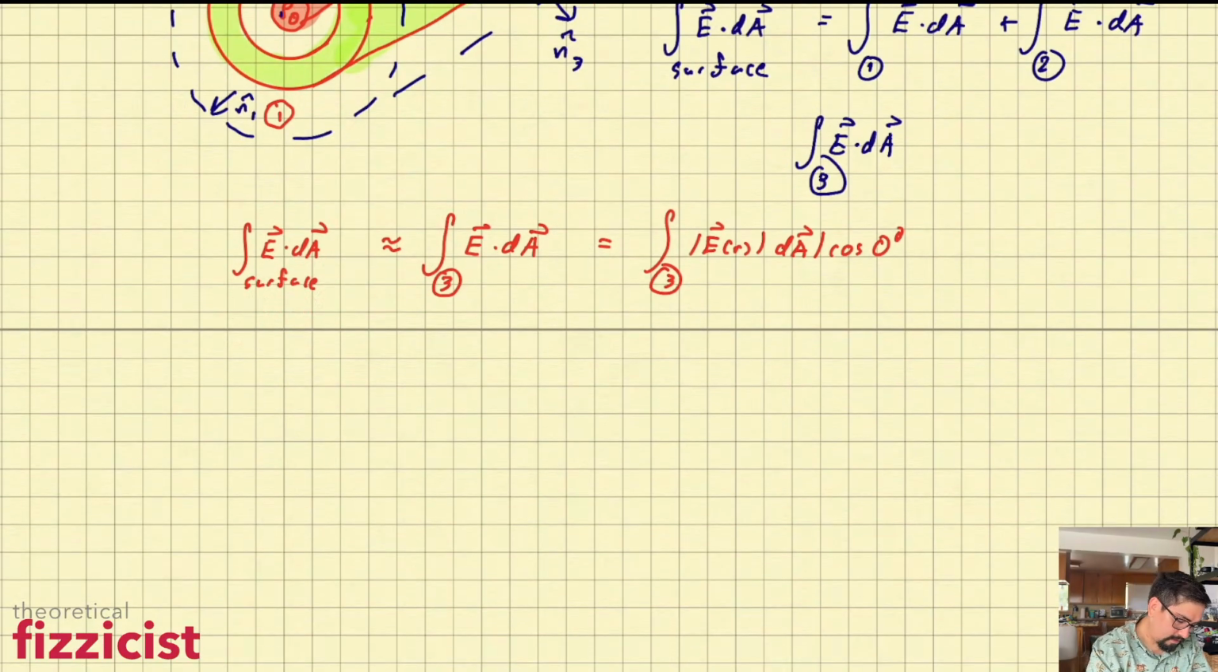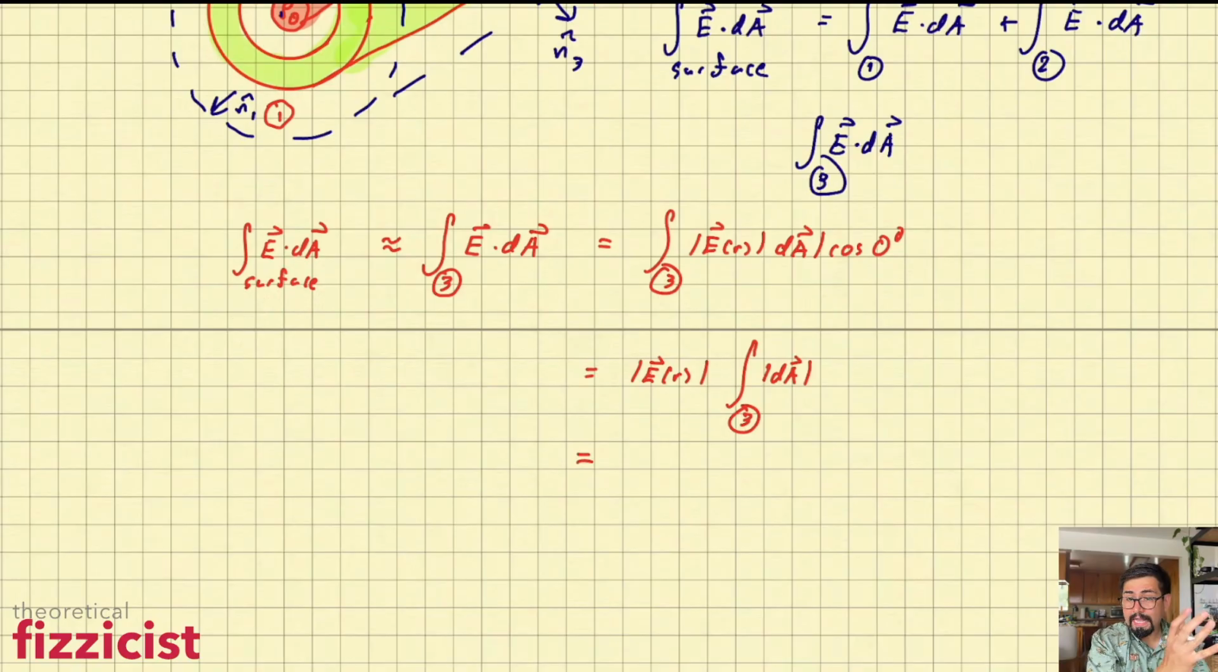And so as such, we get the following. We get that the electric field strength is constant across the surface, so then we have to add up all these little dA tiles everywhere all along surface number 3. Bada bing, bada boom. And we add those all up.